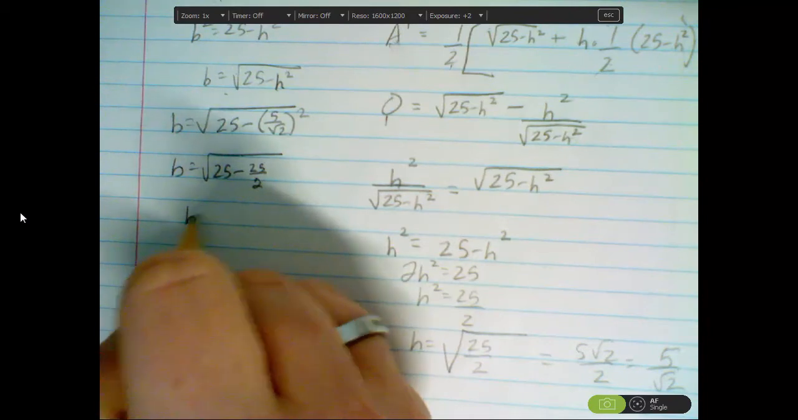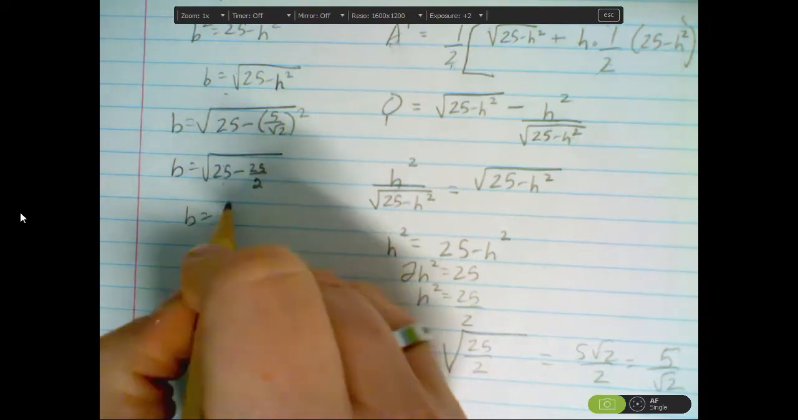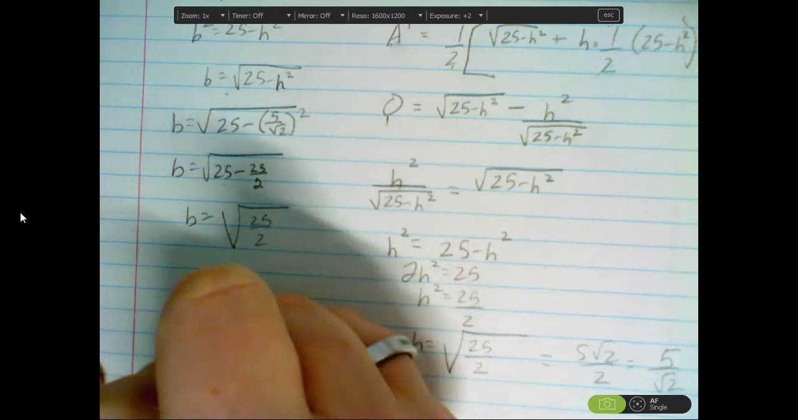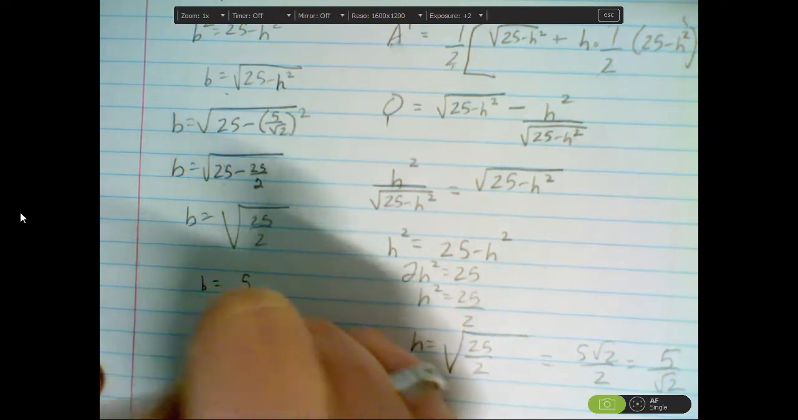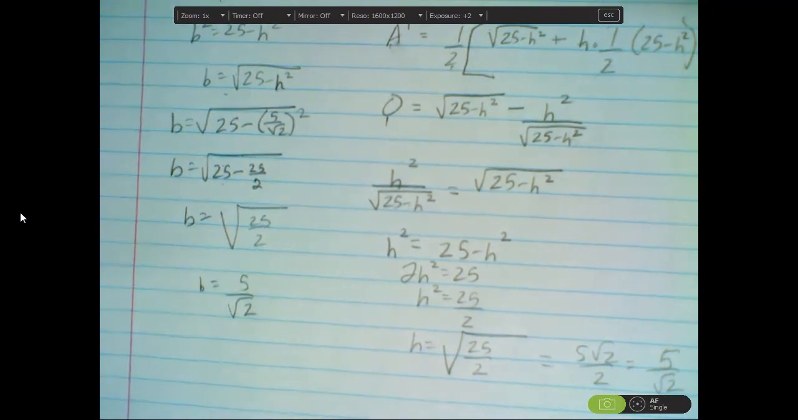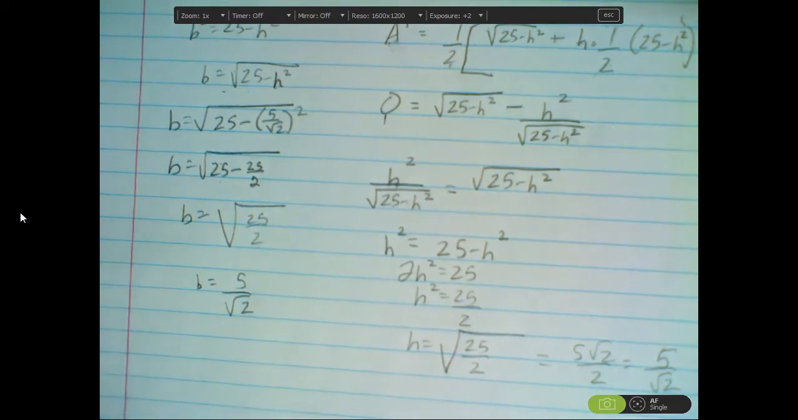And then the common denominator is 2, so it's the square root of 25 over 2, which is also 5 over root 2. You will find in a lot of these that the maximum area is when the two dimensions are equal, but you still have to do it, figure it out. I hope that made sense.